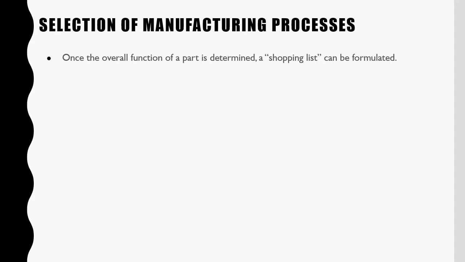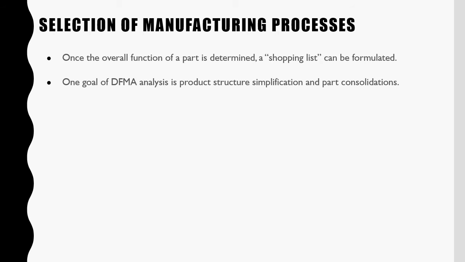Now, getting into the selection of manufacturing processes, once the overall function of a part is determined, a shopping list can be formulated. Things you will want to include on this shopping list are geometrical features, material properties, and the final functions. As discussed in class, we know a little bit about design for manufacturing assembly. One goal of this analysis is product structure simplification and part consolidation.